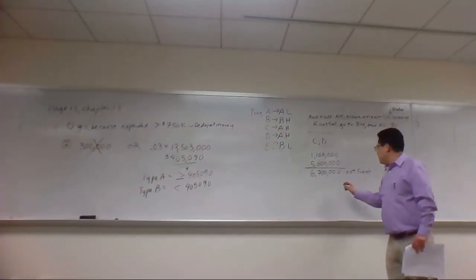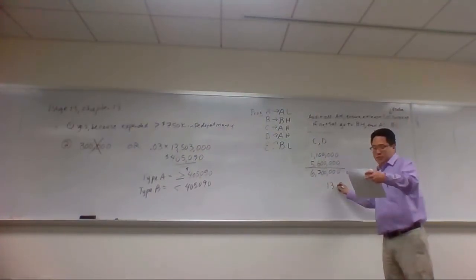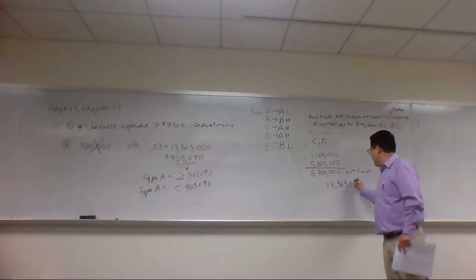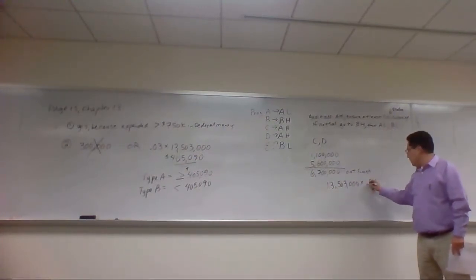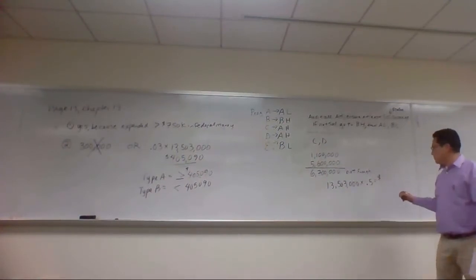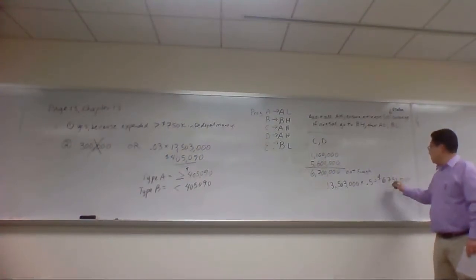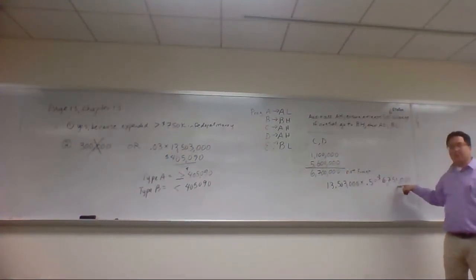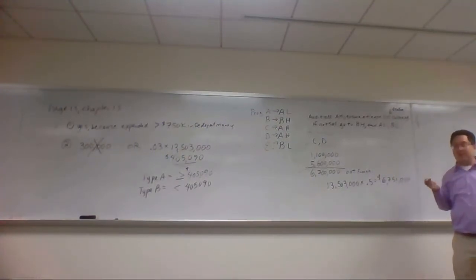Because if everything is 13,503,000, I need 50% coverage, right? So that means I need to do at least how much in dollar terms? 6,751,500. This is not enough. I need a little bit more, right? So then you're going to go to B high, right?